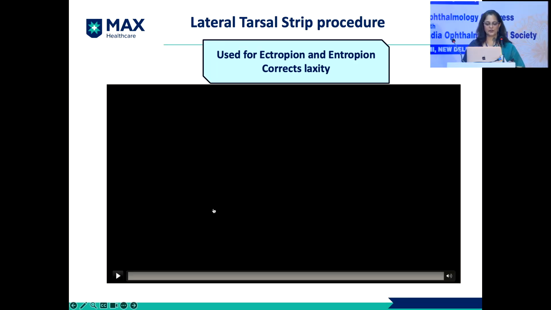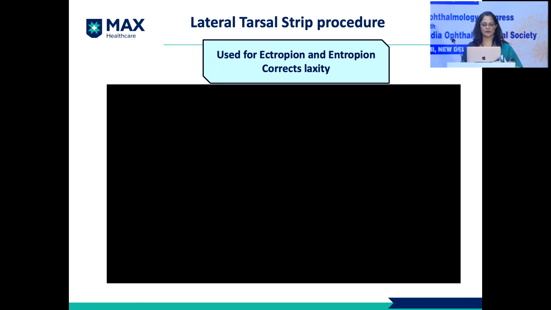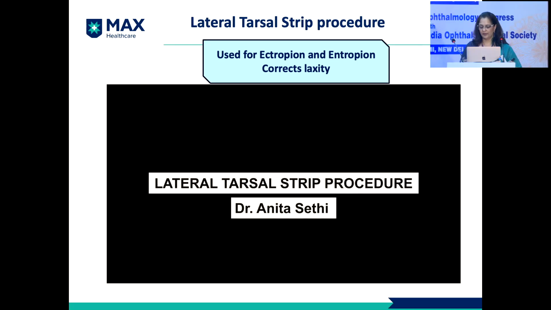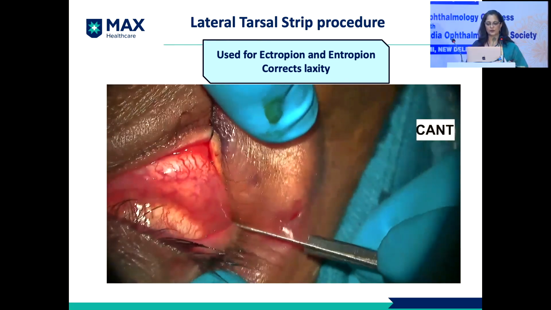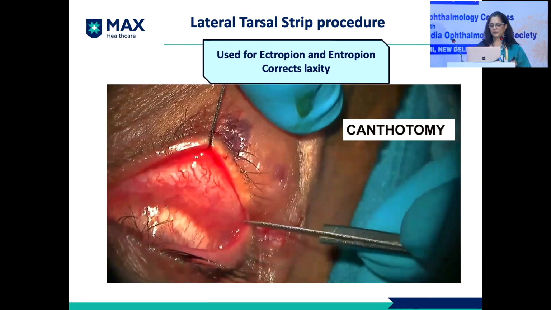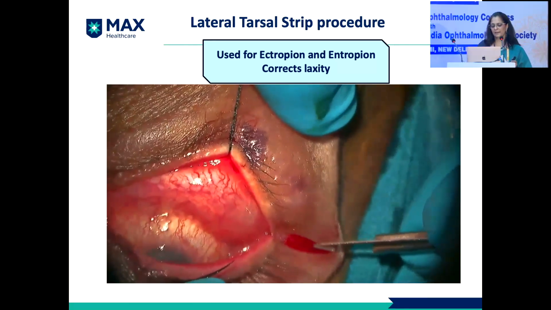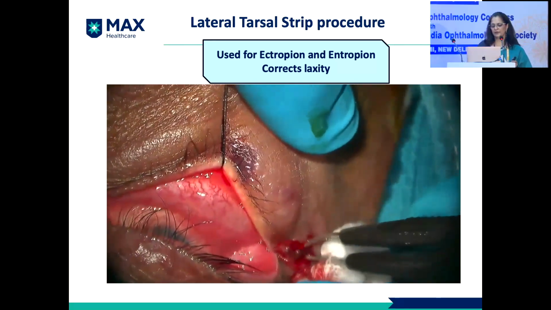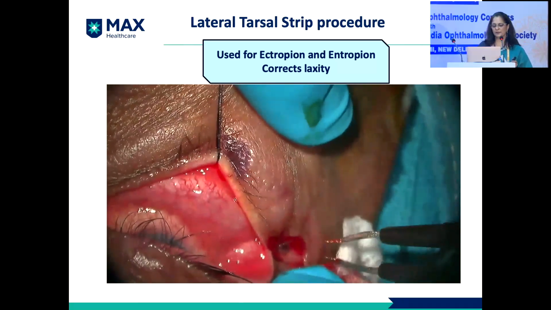So the lateral strip procedure is a very good procedure for entropion and ectropion, and it is used in many other situations as well. So you start with the canthotomy. You have to go down to the lateral tubercle.